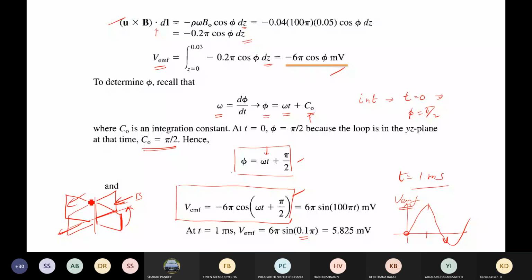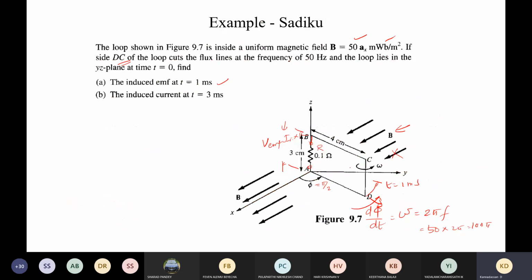And this is only for this. And what about this? With respect to velocity, this is going to be constant only. So there won't be any effect because of this particular loop. So you got the induced EMF. How to calculate the current that is passing through? Already we know that there is a resistance of 0.1 ohm. Then we can calculate the induced current, which is nothing but V EMF divided by resistance. You can calculate the current. You can do it for 1 millisecond, 3 millisecond, whatever time you like. Within that you can get it.